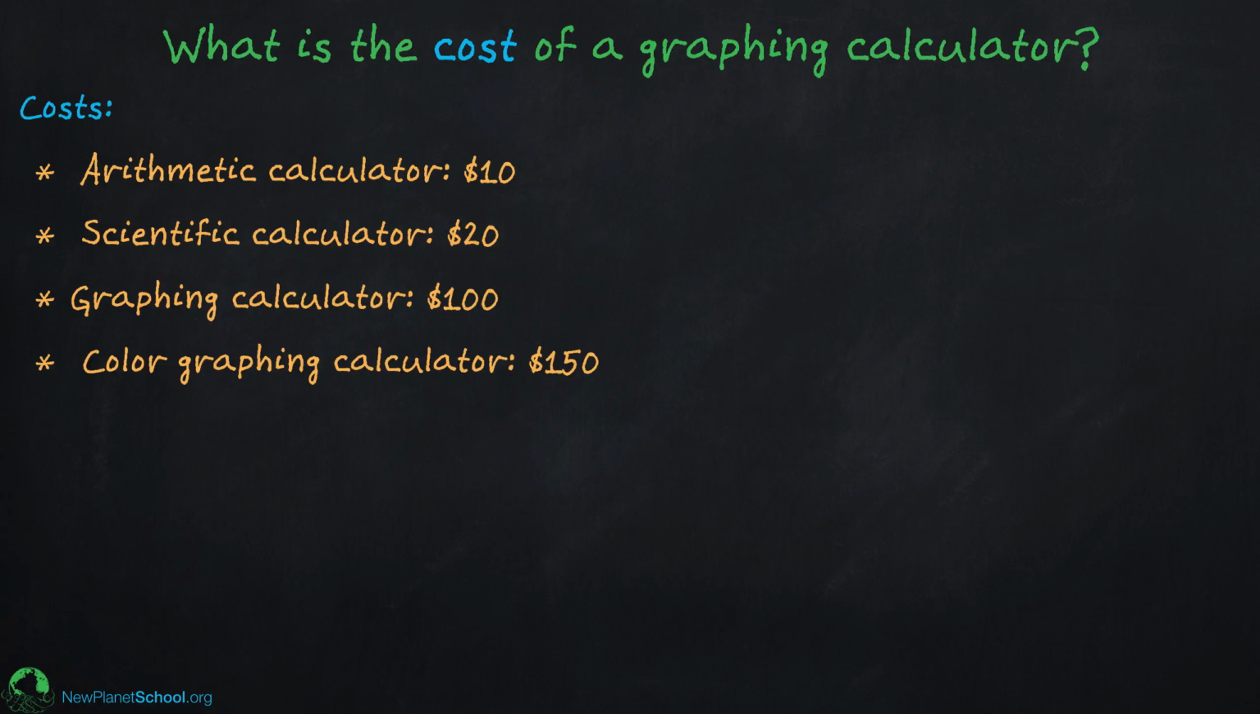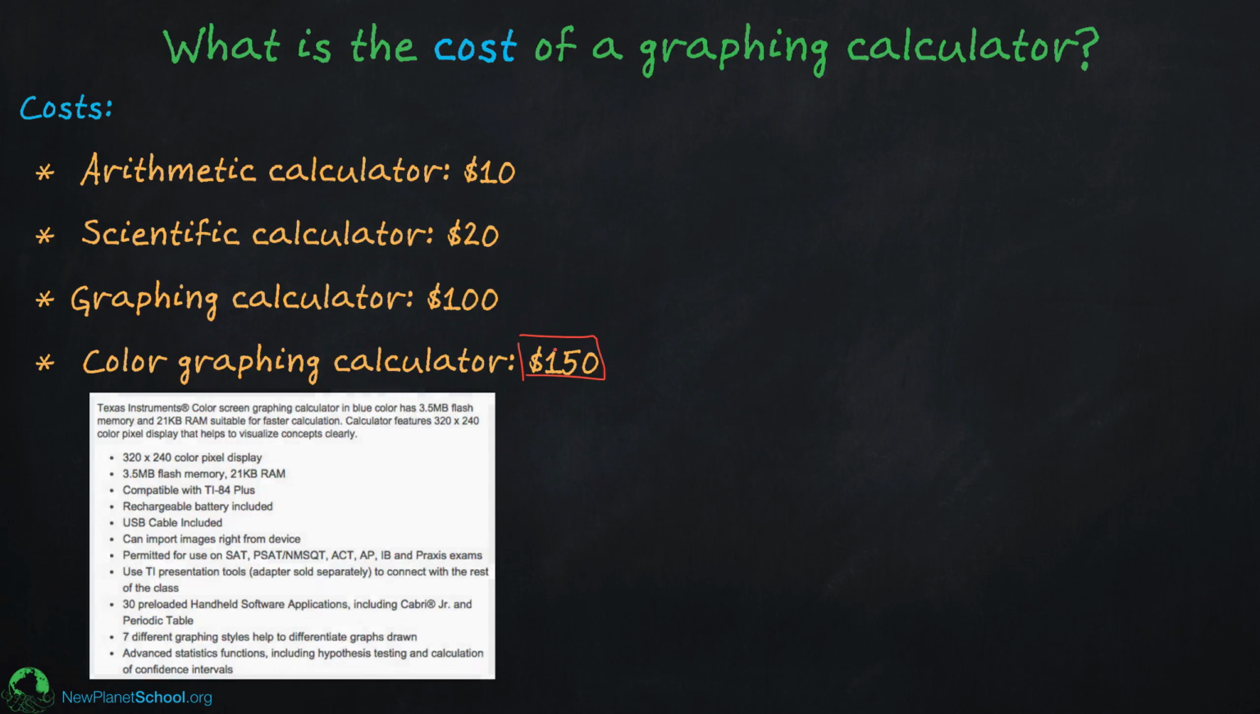So what is the cost of a graphing calculator? Many students around the world need to have a graphing calculator, and these are the rough costs. For a really fancy color graphing calculator, you're looking at about $150. Here's an example of a Texas Instruments. It comes with a fancy color display and 3.5 megabytes of memory. You can connect it to a computer, and it comes preloaded with things like the periodic table and so forth.